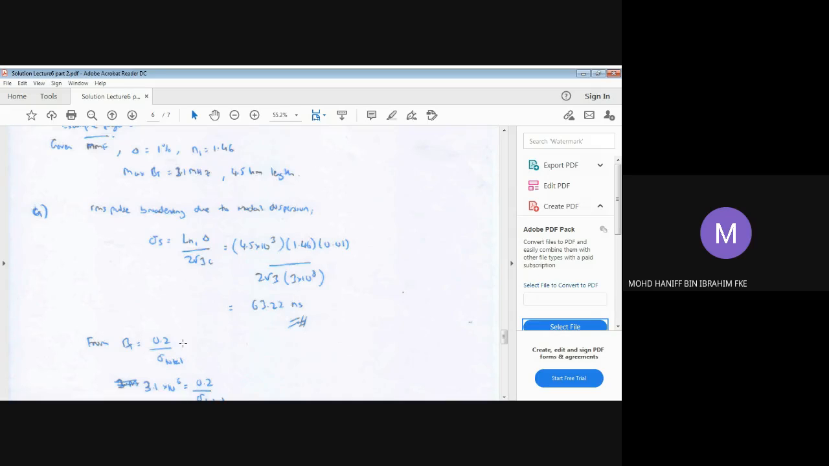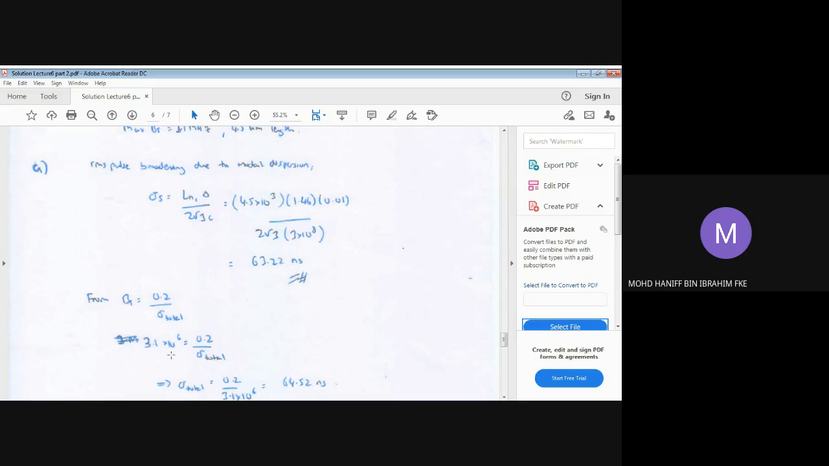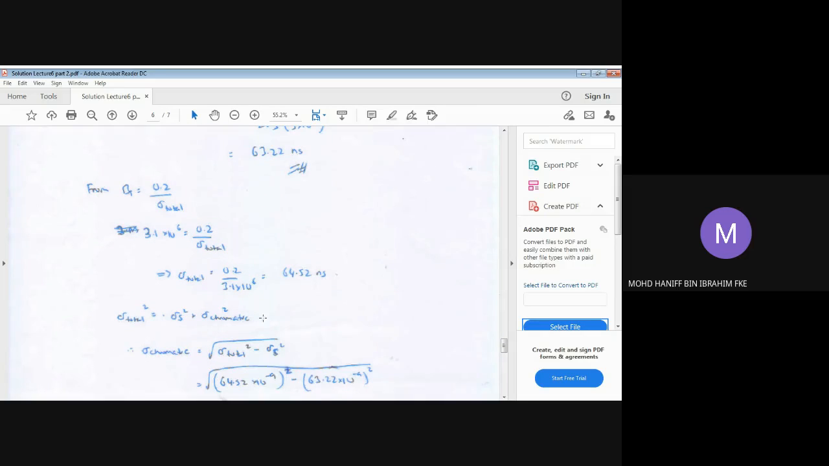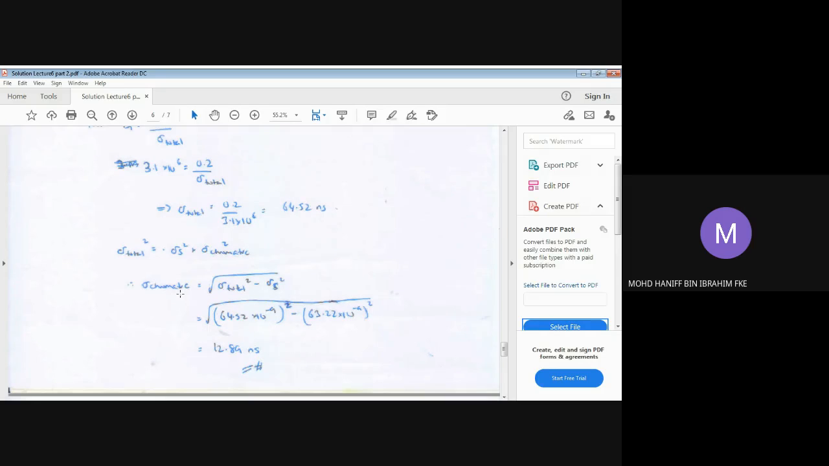From what we have learned before, the total path spread can be obtained by this equation. We know the bandwidth of 3.1 megahertz, so the total path spread can be calculated from this equation, which gives us 64.52 nanoseconds. That should be your total path spread. From these two pieces of information, the total path spread and the path spread from intermodal, you can calculate the chromatic path spread. The equation is the square root of sigma total squared minus sigma intermodal squared. You end up with a chromatic pulse broadening RMS of 12.89 nanoseconds.